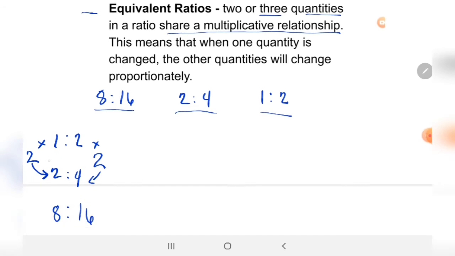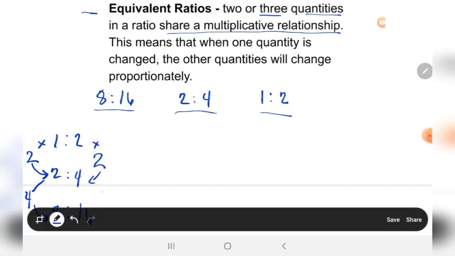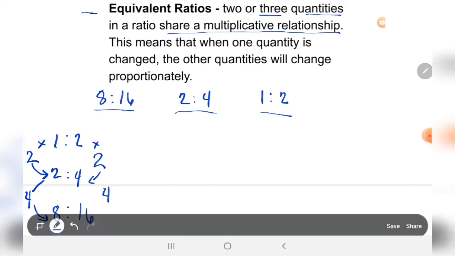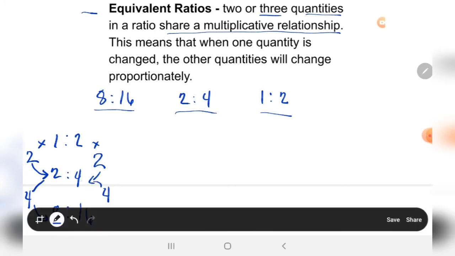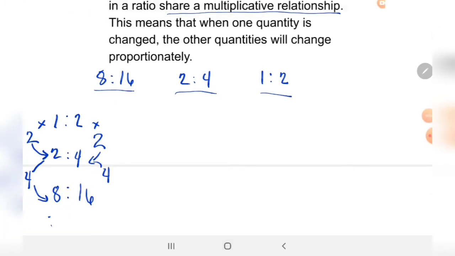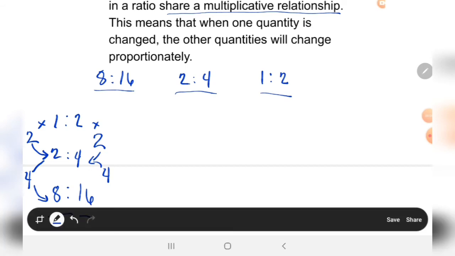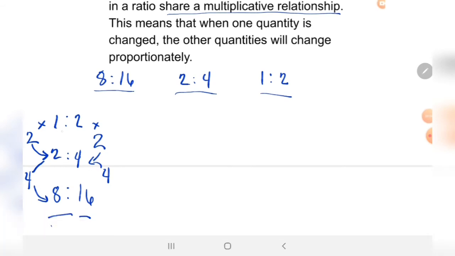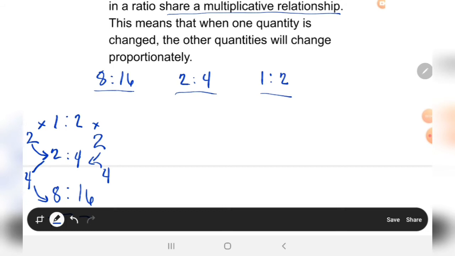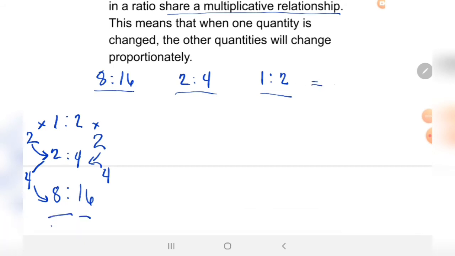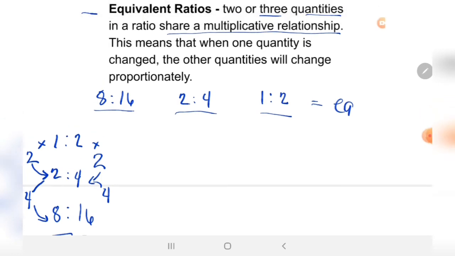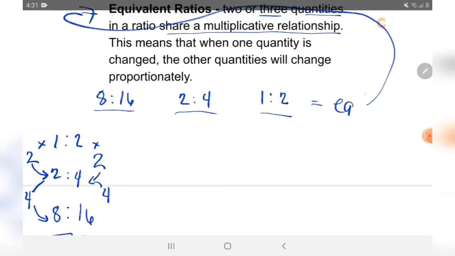Next, what number can we multiply by so that the answer is 8? That is 4. So if we multiply by 4, we should multiply the right side by 4. And that is 4 times 4 equals 16. Now we got this: 1 to 2, 2 to 4, 8 to 16. They are equivalent ratios.